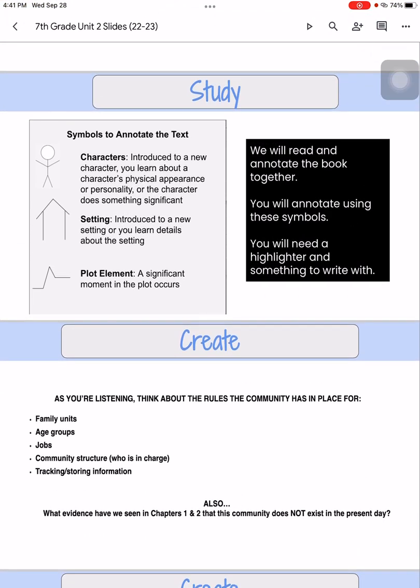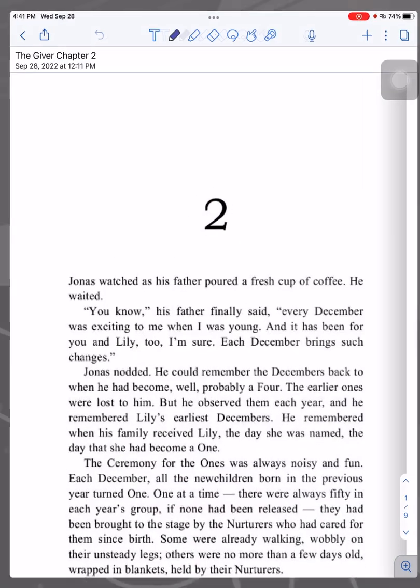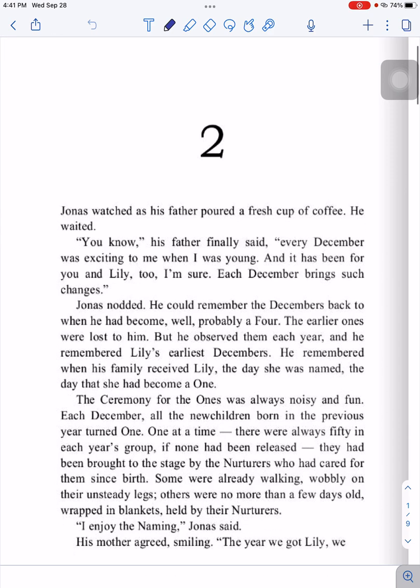And as you are listening and following along today, think about the rules the community has in place for family units, age groups, jobs. Think about the community structure, so who's in charge, and then how do they track and store information. And that is what we are paying attention to today. We are also looking at evidence that proves that this community does not exist in the present day. Let's go ahead and get out your book, get a highlighter, get something to write with, and we are in chapter 2.